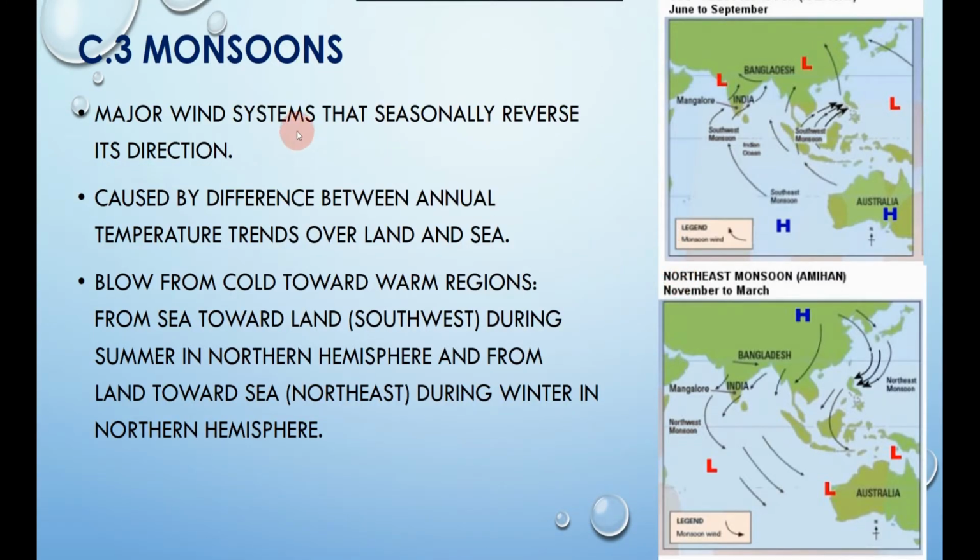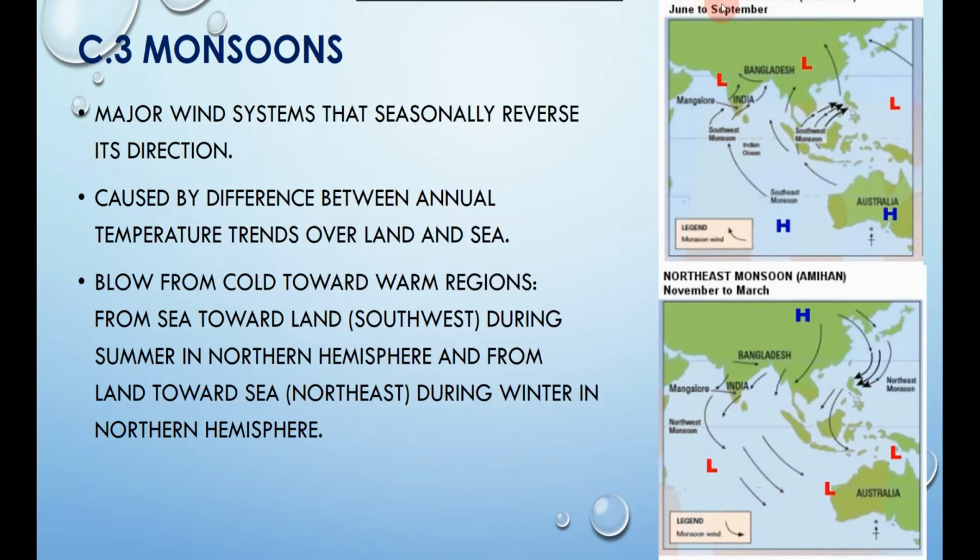Next one is the monsoon. Monsoons are major wind systems that seasonally reverse their direction and are caused by the difference between annual temperature trends over land and sea. Monsoons blow from cold toward warm regions, from sea toward land during summer in the northern hemisphere, and from land towards sea during winter in the northern hemisphere. So we have two kinds of monsoon.